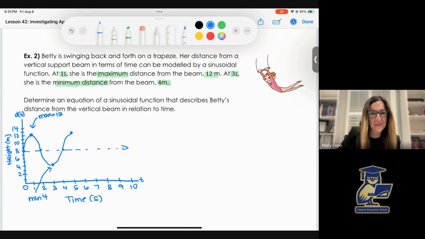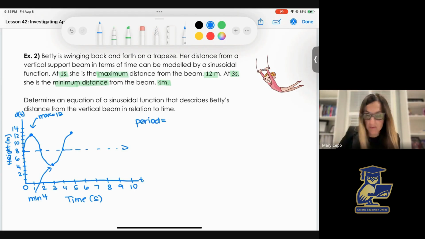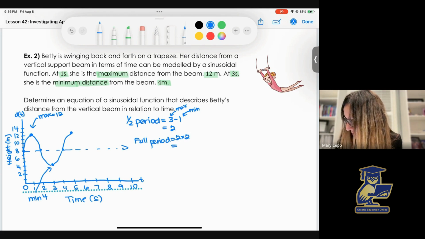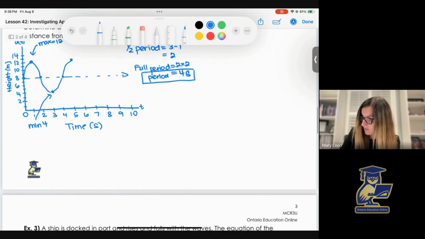Now, we're going to do our calculations because we know the max and the min. The period was the big thing. So period, it took her 3 minus 1 seconds to get from max to min, but that's not a full cycle. So that's half a period, so for the full period, you double that. It's 2 times 2, which is 4 seconds. So the period is 4, because again, we need that in order to come up with our K value. Okay, so again, we know our max, we already said it was 12, our min was 4, so let's go about and figure out the rest of the information for our equation.